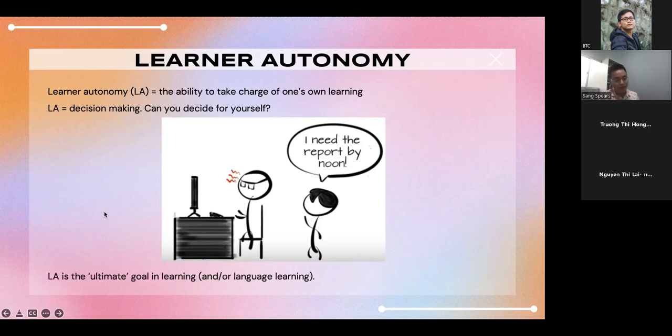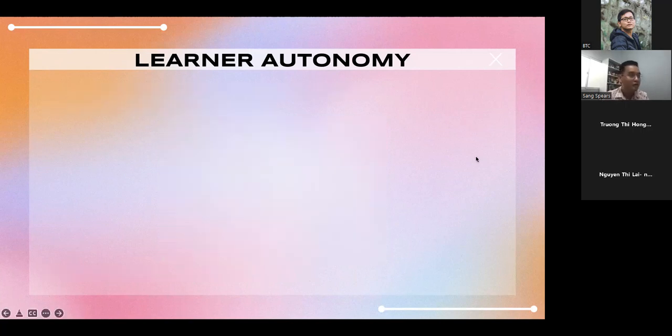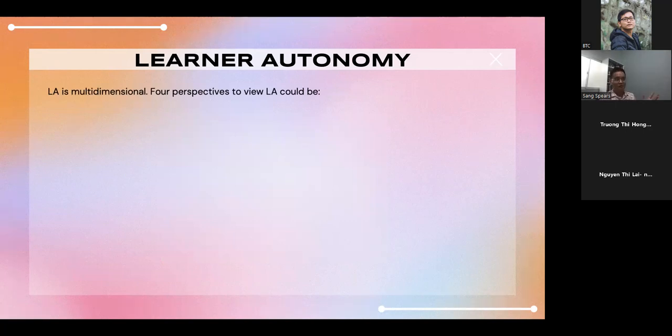Learner autonomy is believed to be the ultimate goal in learning or language learning. I say the ultimate goal because in the end, our students will need to move on by themselves. Making them autonomous learners would help them know how to learn and to be good learners on their own without our guidance in the future. Not only for language learning, but for any types of learning or disciplines, it would be very useful for lifelong learning. So it could be viewed as the final goal that we aim to achieve in the future.